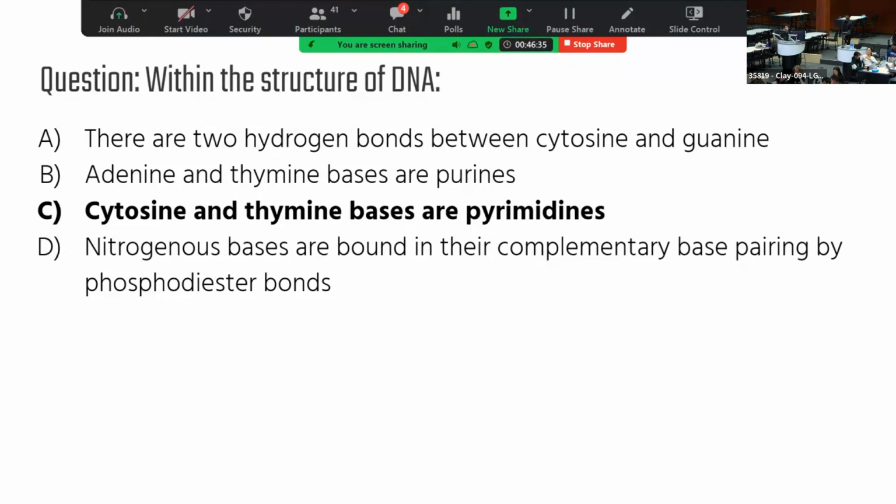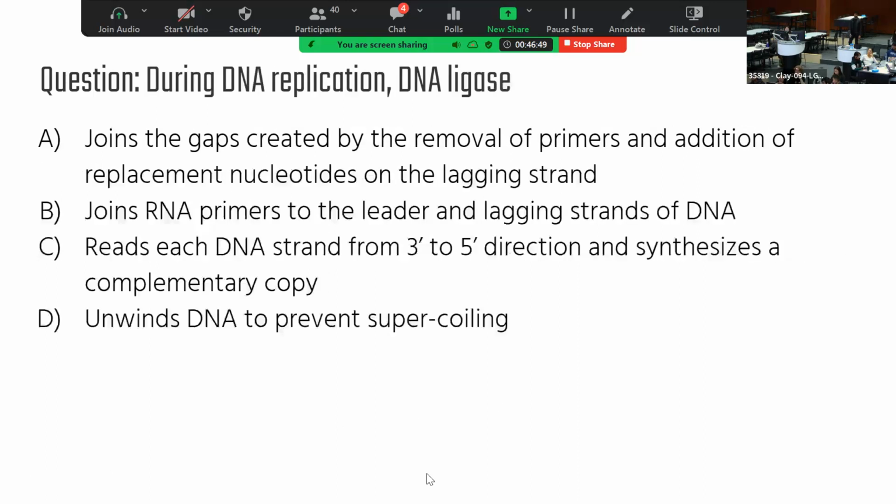So A, there are actually 3 hydrogen bonds between cytosine and guanine. As I said, I explained B. And D, nitrogenous bases are bound in the complementary base pairing by hydrogen bonds. Cool, okay. Next one there, during DNA replication, DNA ligase, what's its role?